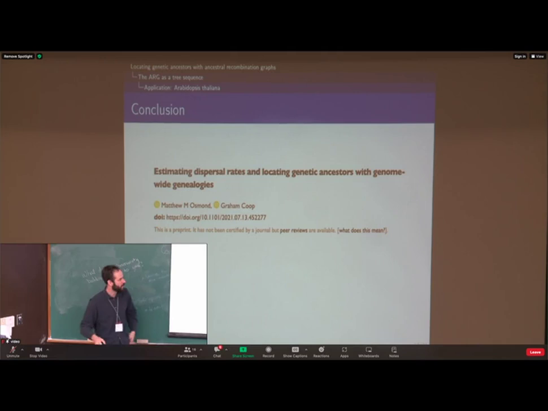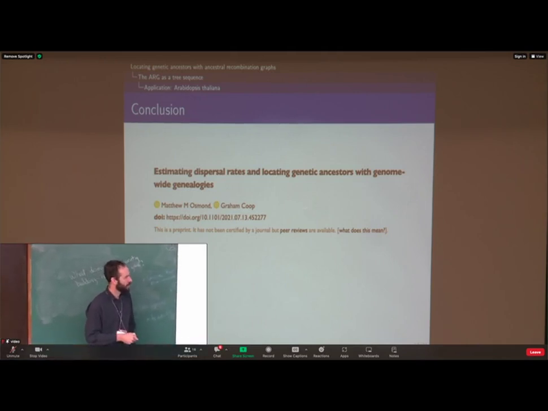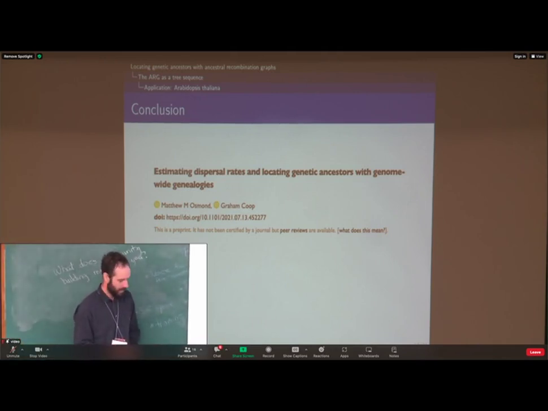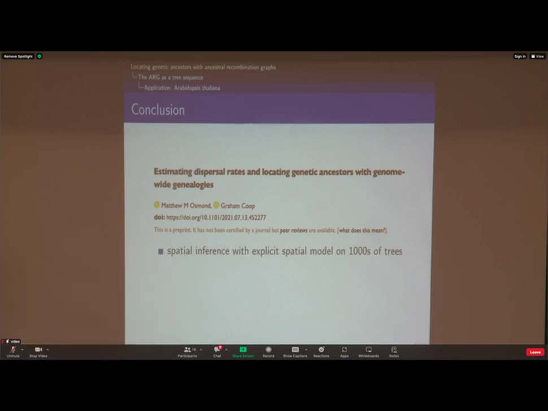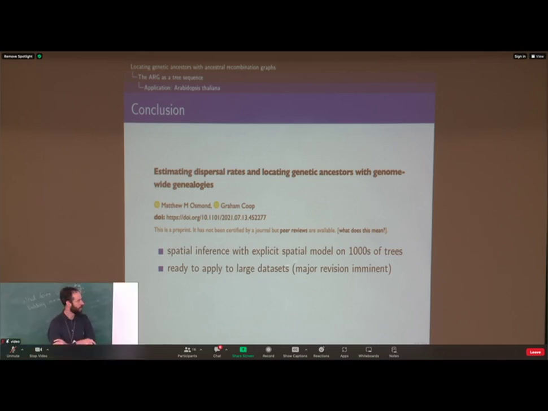Okay, so this has been pre-printed for a long time, long enough to even accumulate a couple of peer reviews. We're almost done with it. Like I said, we do spatial inference with an explicit spatial model on thousands of trees. It's ready to apply to large data sets using Relate, although major revision is imminent. I've been saying that for a while, but I really mean it this time.